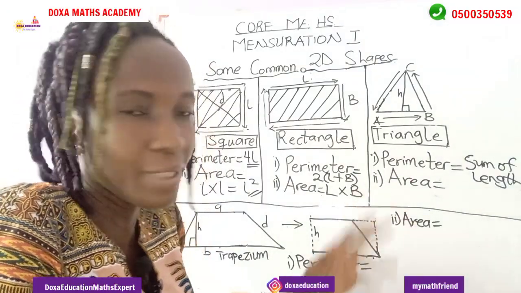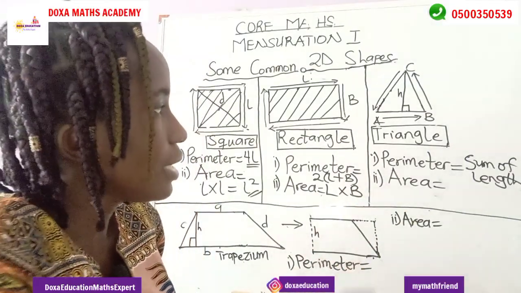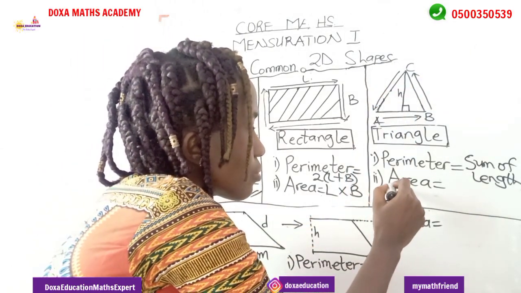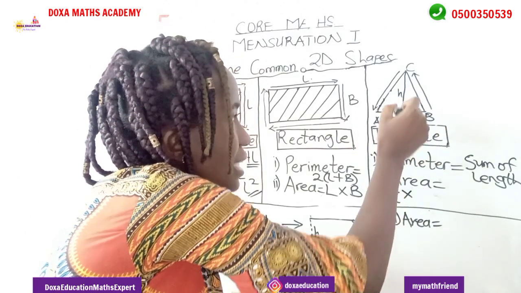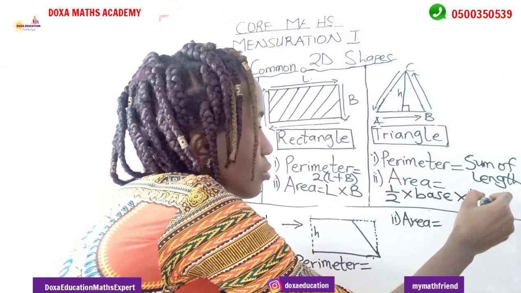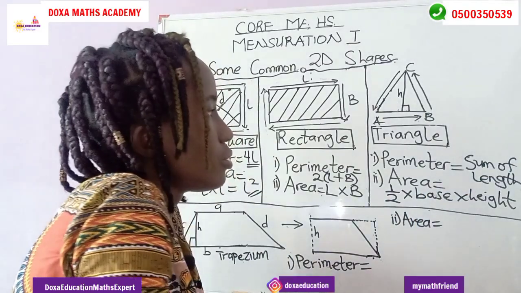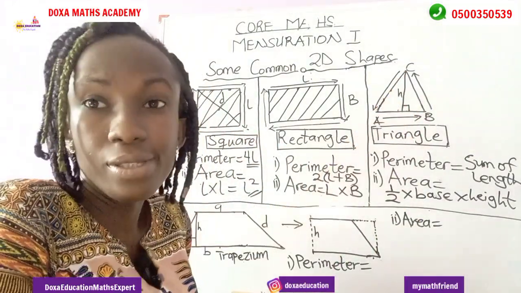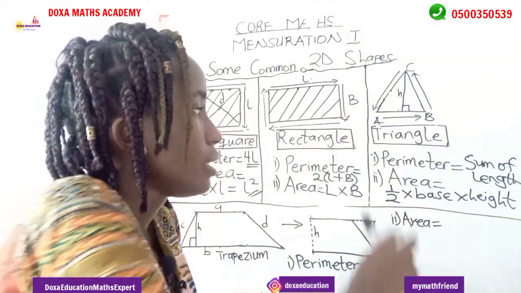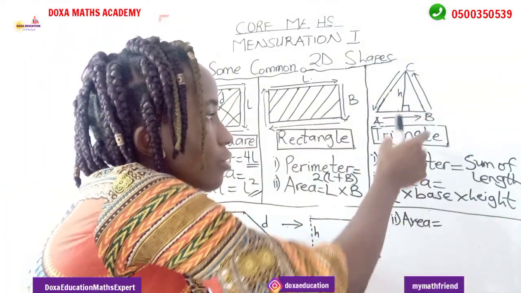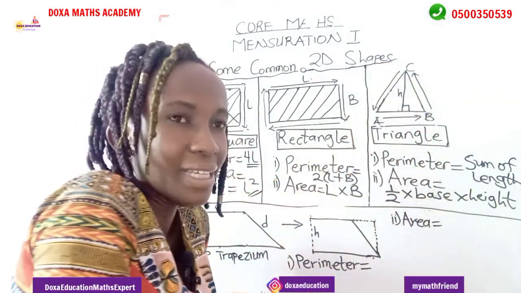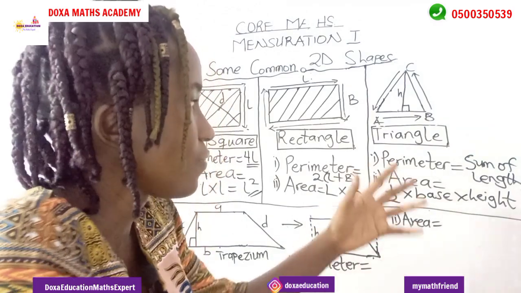But we want to find the area of the same triangle. The area, that is the space it covers, is going to be half times the base times the perpendicular height. Good. So let's know that any side can be the base. A triangle is a three-sided figure. So any side can be the base. Good. Now, so let's say this is the base, half times the base and the height. Good. So that is it for triangle.